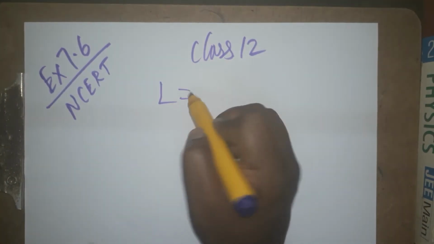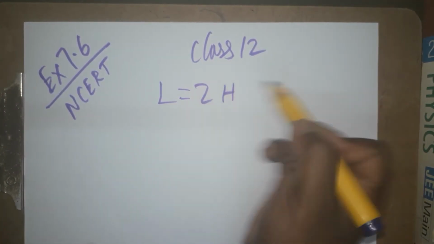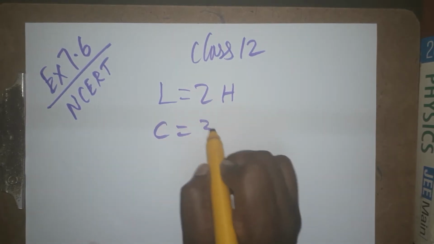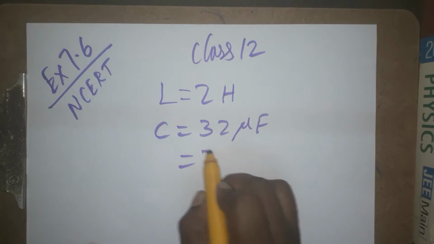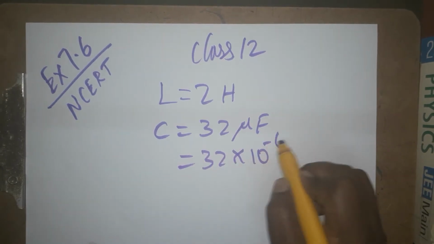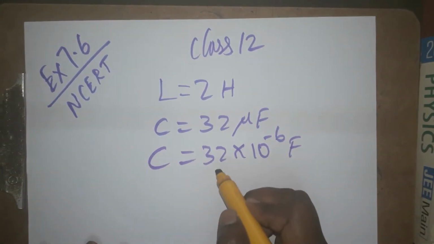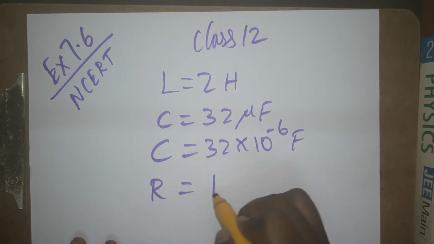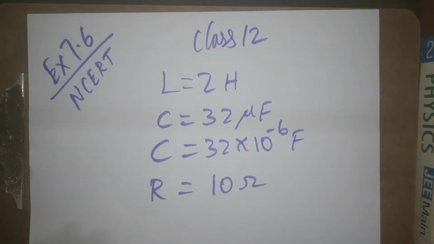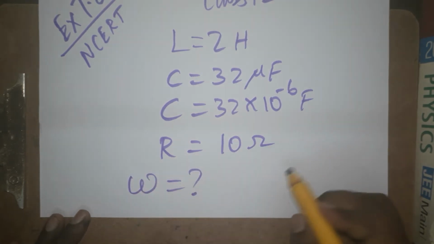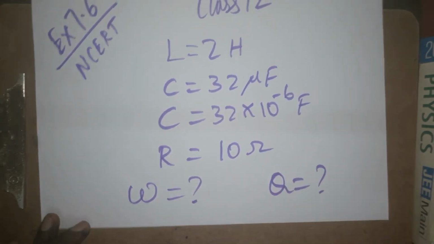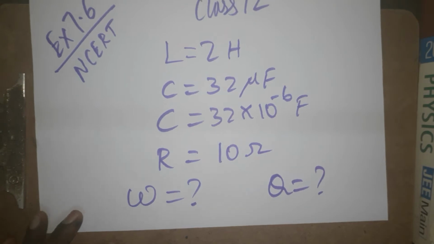The inductance is given, it's 2 Henry. Henry is the unit of inductance. The capacitance is given as 32 microfarad. Micro is 10 power minus 6, so 32 into 10 power minus 6 farad is the capacitance of the capacitor. The resistance is given as 10 ohms. Now the question is, what is the angular velocity at resonance condition and the Q factor. It is an LCR circuit, where L, C and R are connected together.